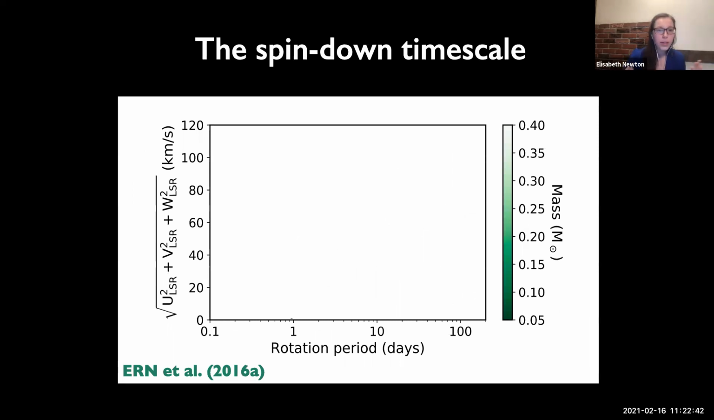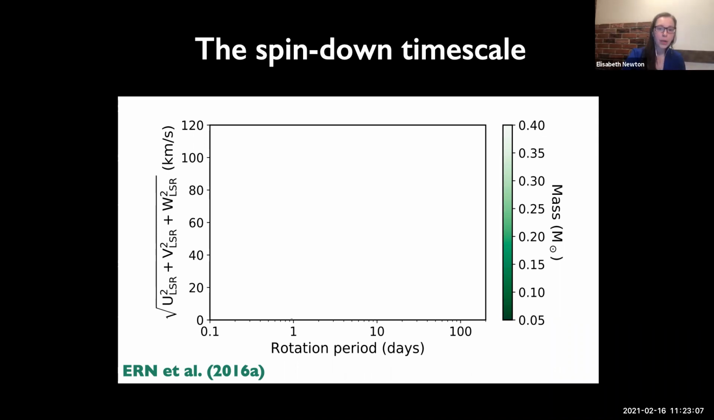We then wanted to understand something about the spin down timescale. So how long does this process actually take? Since the stars in my sample are all of these random field M dwarfs, we don't have any unique constraints on their ages. So the approach that we took instead was to constrain the age of a population of M dwarfs using galactic kinematics.